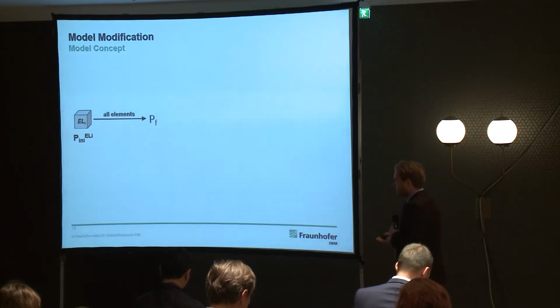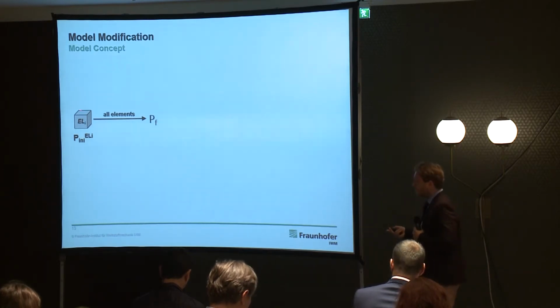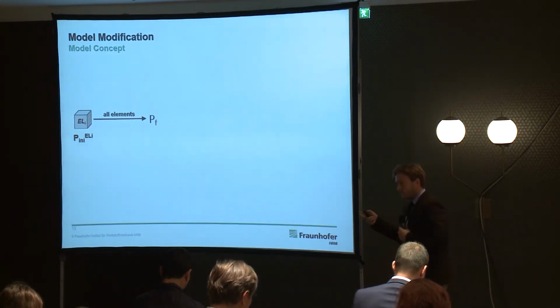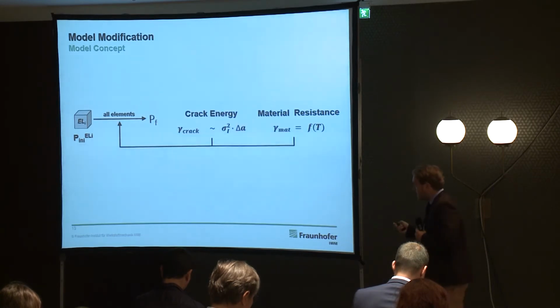Well, first off, we have to consider how local approach models work. What they do, in a nutshell, is calculate the probability of cleavage fracture initiation in all the elements of the model, and then they use weakest link statistics to calculate the probability of failure of the entire structure. And the idea now is that we interfere here with a local crack arrest term.